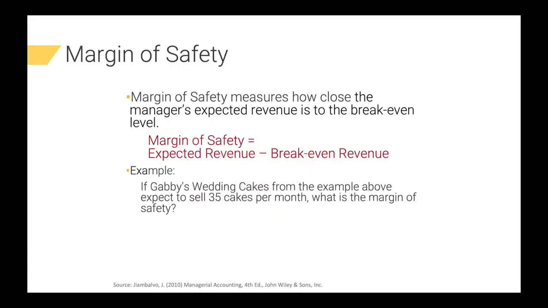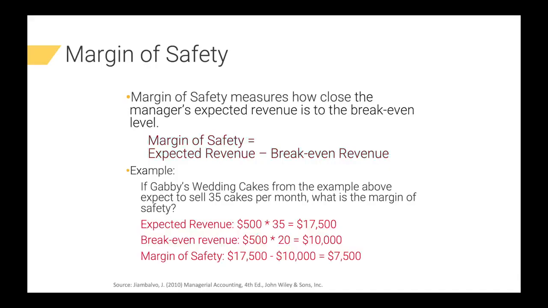Margin of safety measures how close the manager's expected revenue is to the break-even level. So your margin of safety is your expected revenue minus your break-even revenue. For example, if Gabby's Wedding Cakes from the previous example expected to sell 35 cakes per month, what is the margin of safety? So the expected revenue would be $500 times 35. The break-even revenue is $500 times 20. So the margin of safety would be $17,500 minus $10,000, which is $7,500.